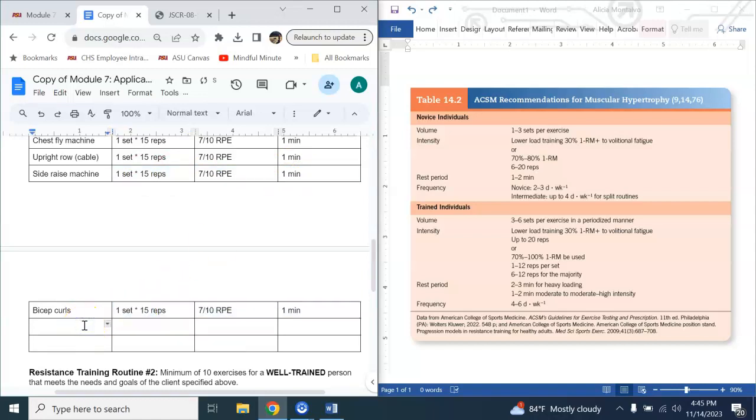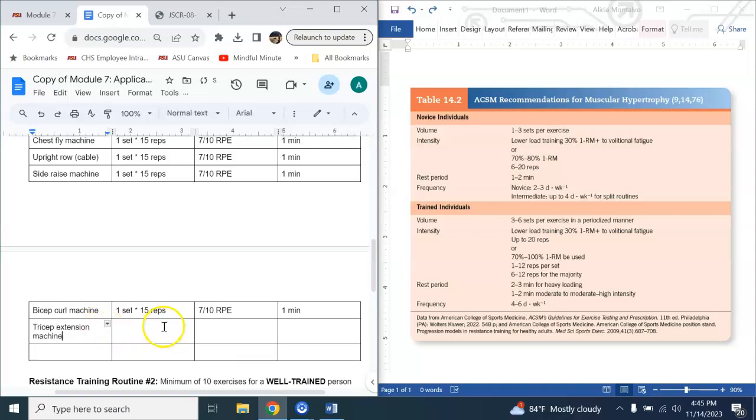Maybe I do some bicep curl machine. And then I do a tricep extension machine of some sort. Again, I'm not going to do that at that percentage, so we'll do that here.